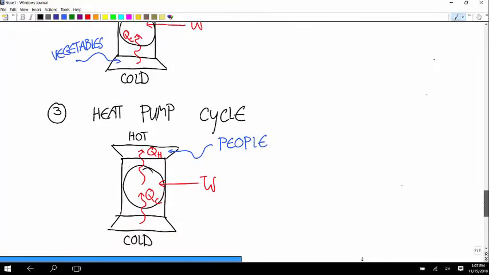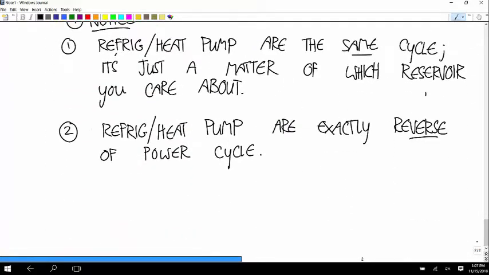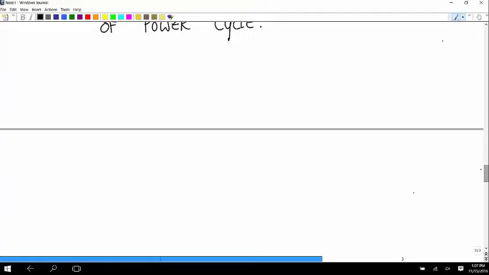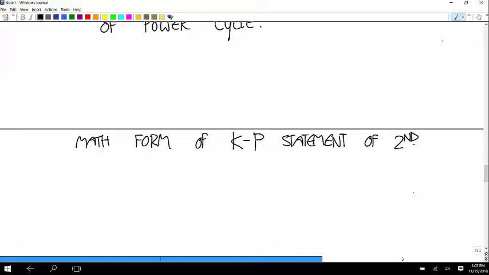Okay, I think that's it about that. So we're going to start with this mathematical form of the Kelvin-Planck statement of the second law. And this mathematical form says for a system.